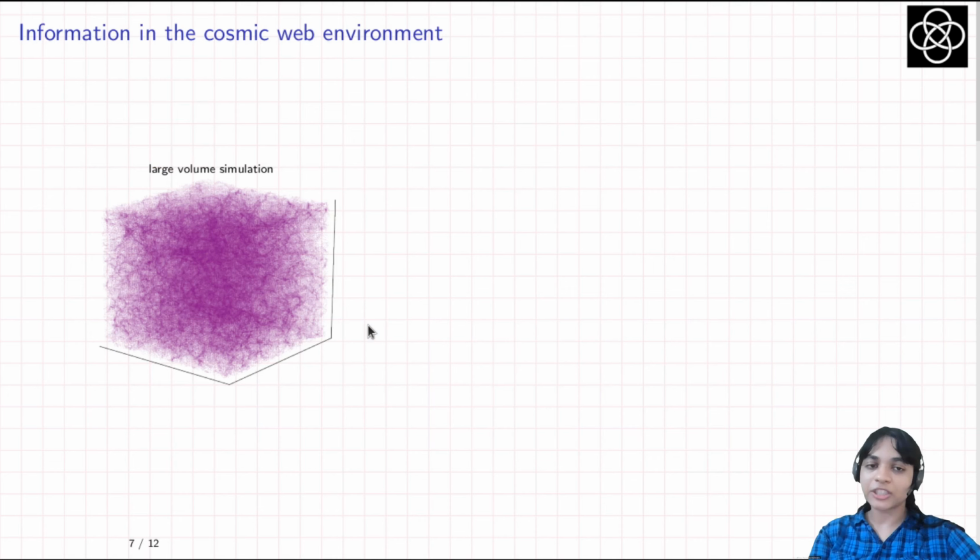But there is information in the cosmic web environment that can be used to mitigate some of these problems. This is the key idea of the talk. So what do we mean by cosmic web environment?